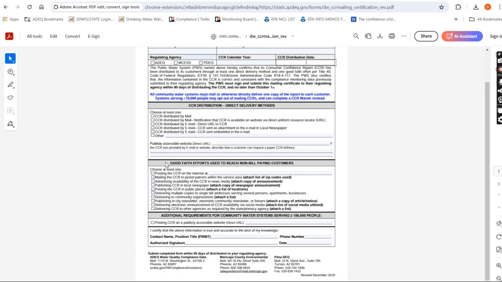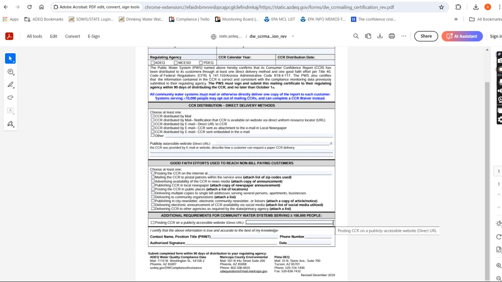So this is things like customers that live in apartment complexes that only receive one water bill, people that are drinking water in community centers that may not be the billed customer and may not receive the CCR. So some ways that you can reach those non-bill paying customers could be posting the CCR on the internet, to social media, publishing in a newspaper, delivering multiple copies to community organizations or to single bill addresses such as apartment complexes. And then if you have over 100,000 people in your system, you must post the CCR to a publicly accessible website and make sure that you list that URL.